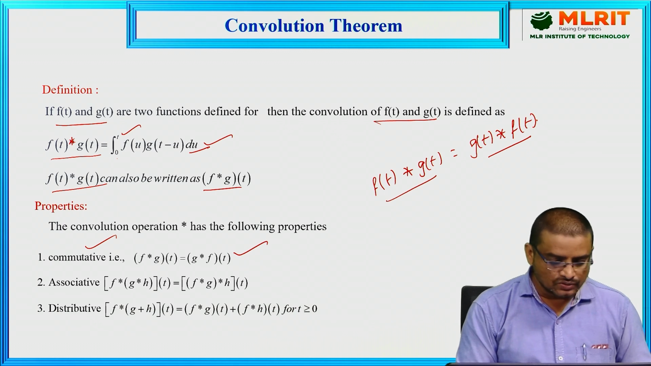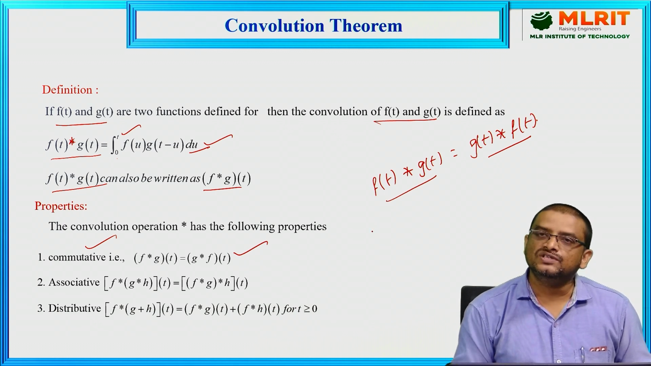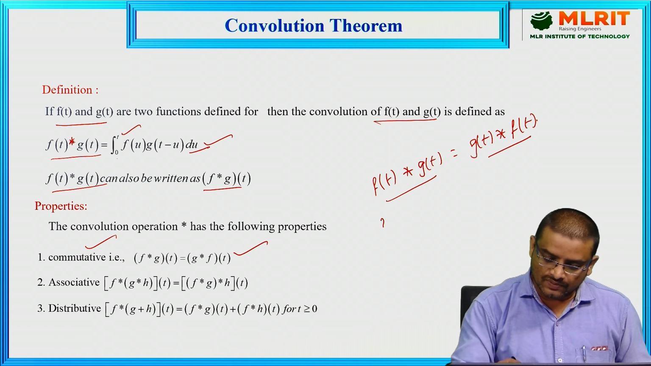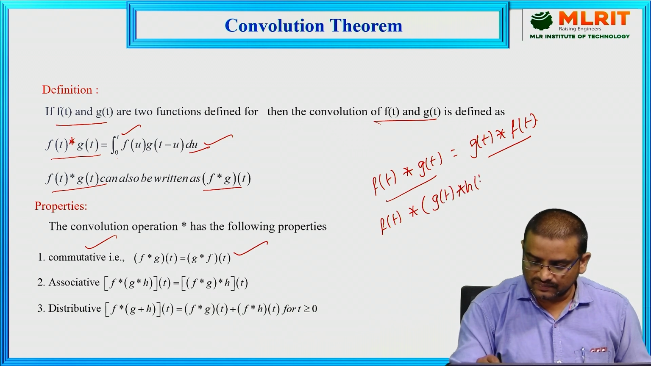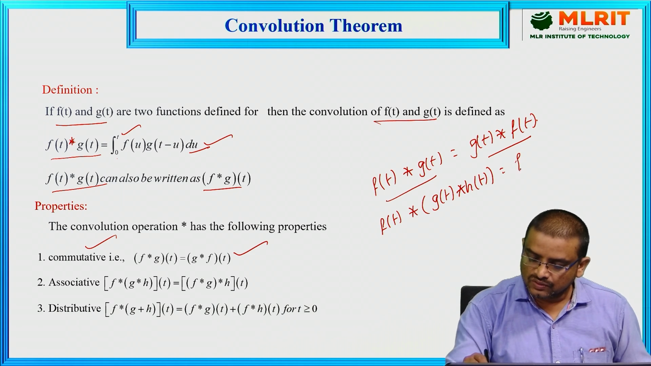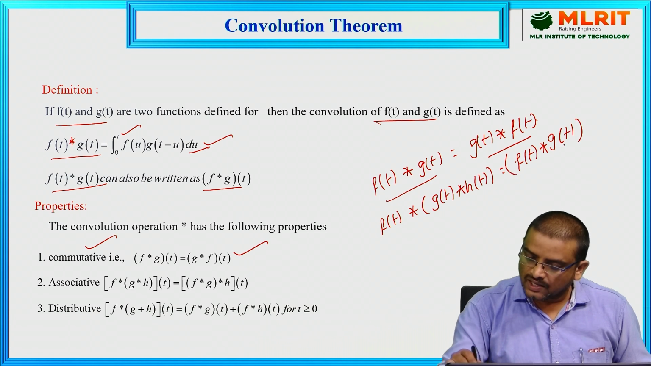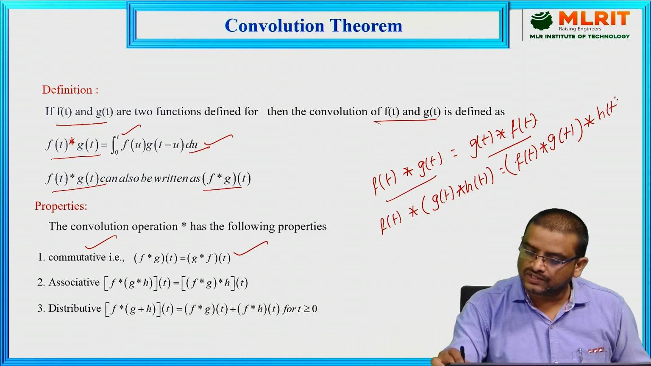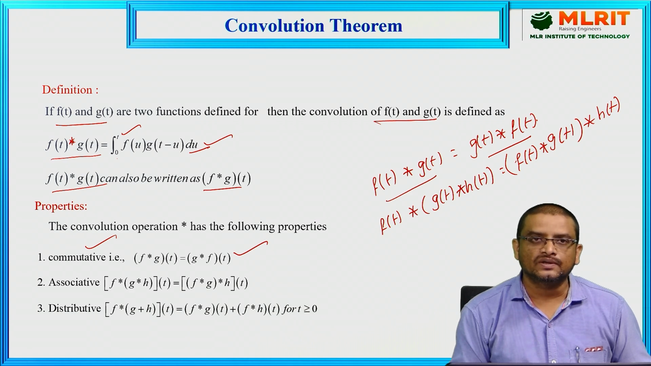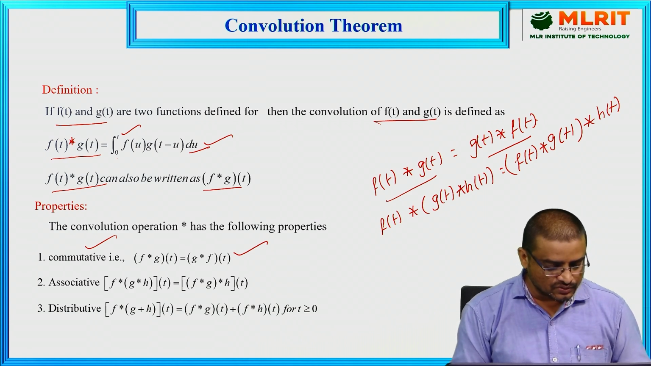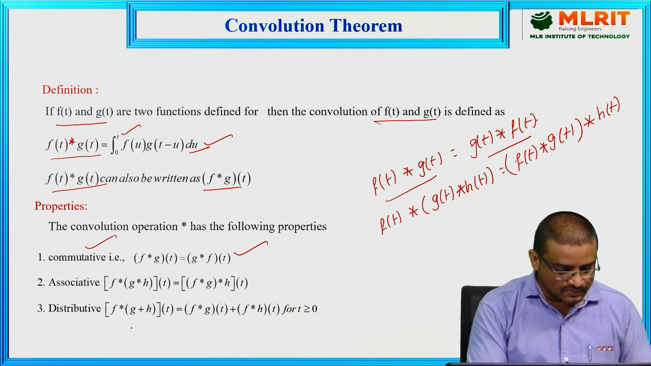And associative property, you take three functions f of t, g of t and h of t. So this can be written as f of t star of, that means g of t star h of t. So this is equal to, first find out the convolution product for both f of t and g of t, and then whatever the value we get, you once again apply the convolution product of the third function, that is h of t. Both values will be same. This is associative property. And the next one is distributive property also.